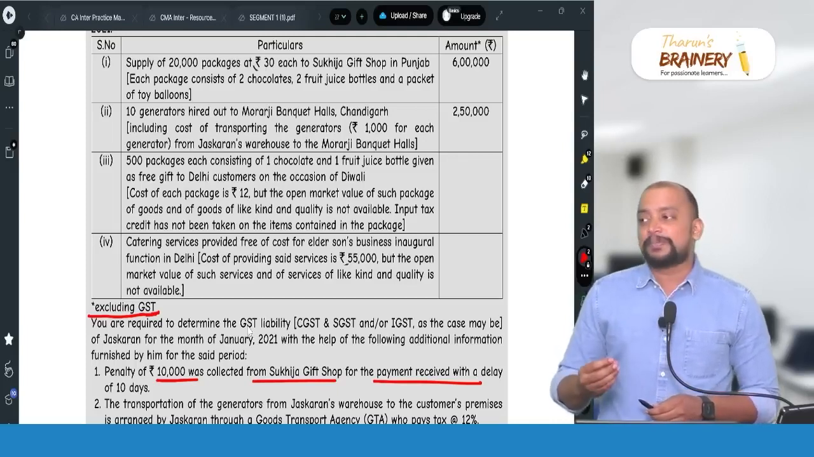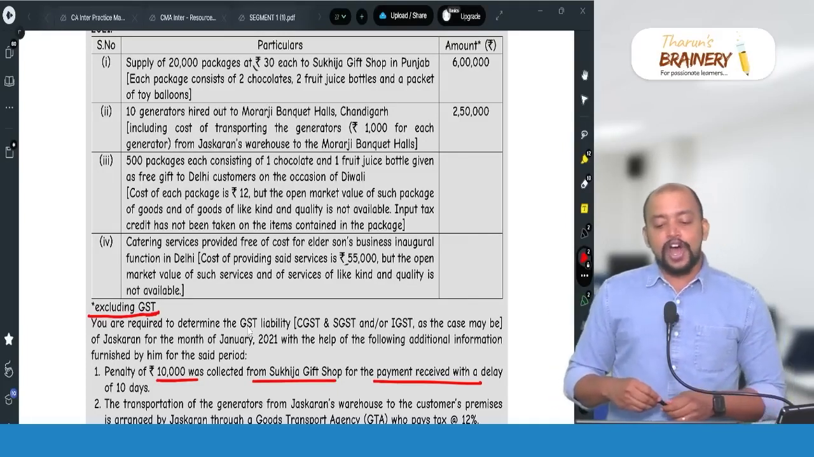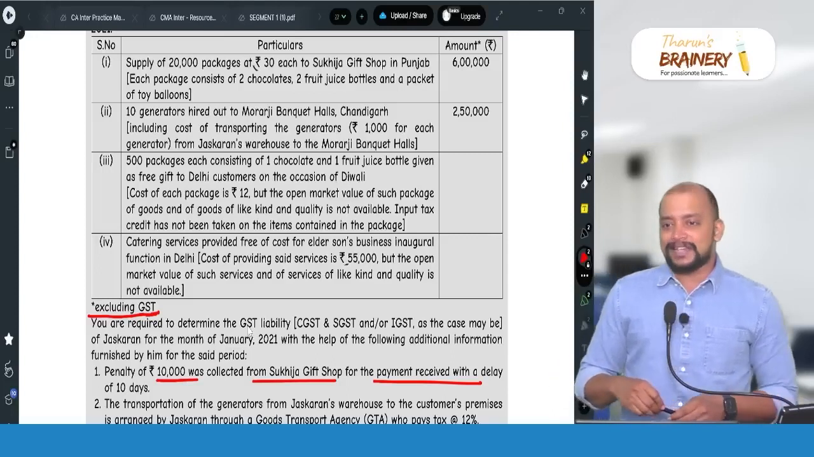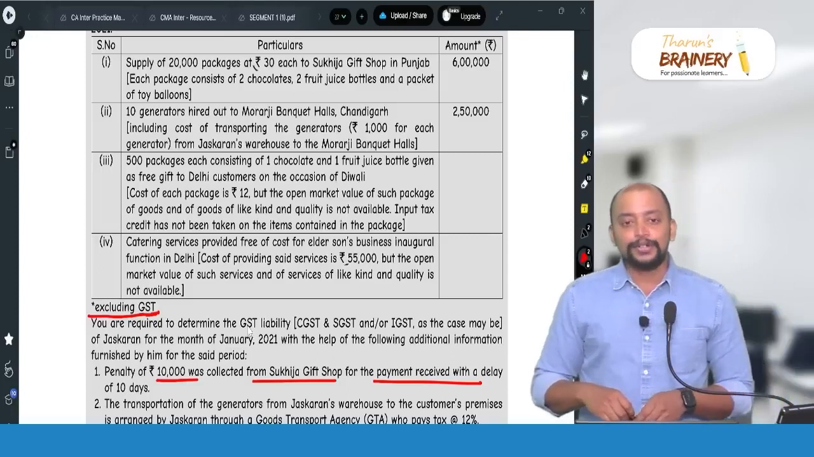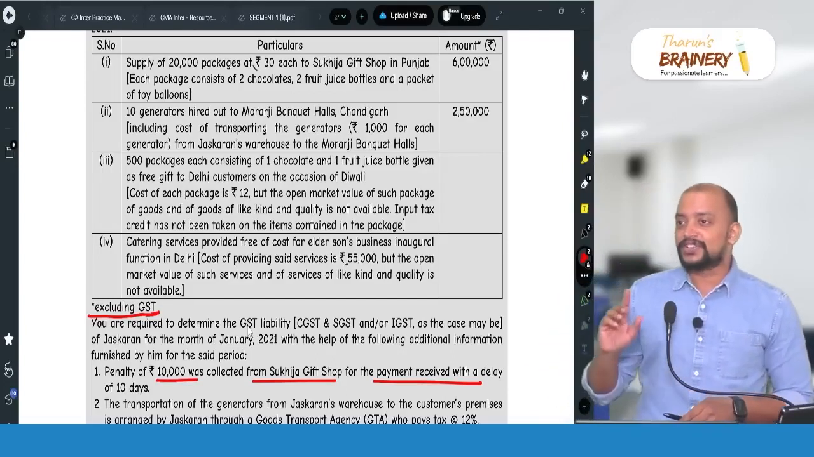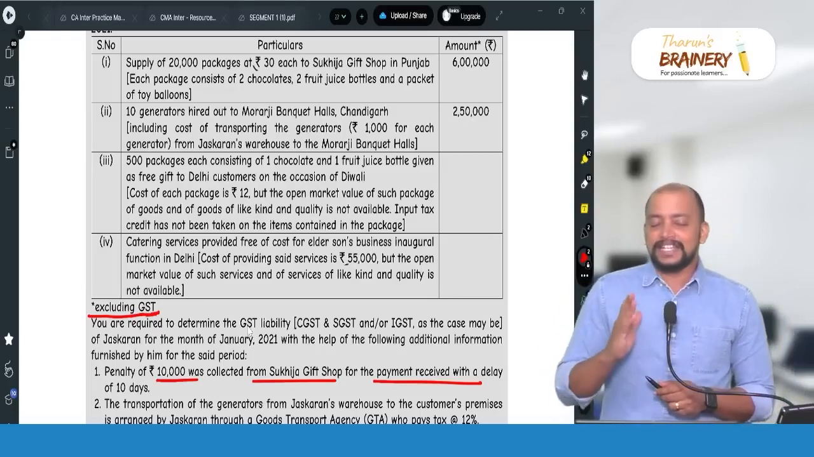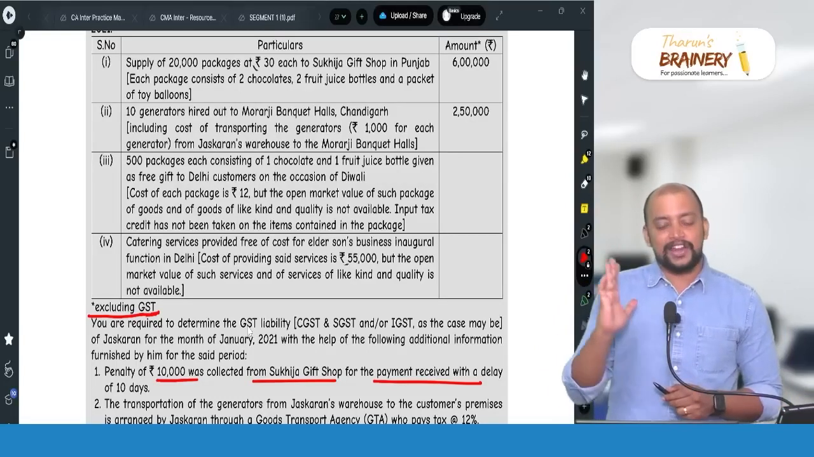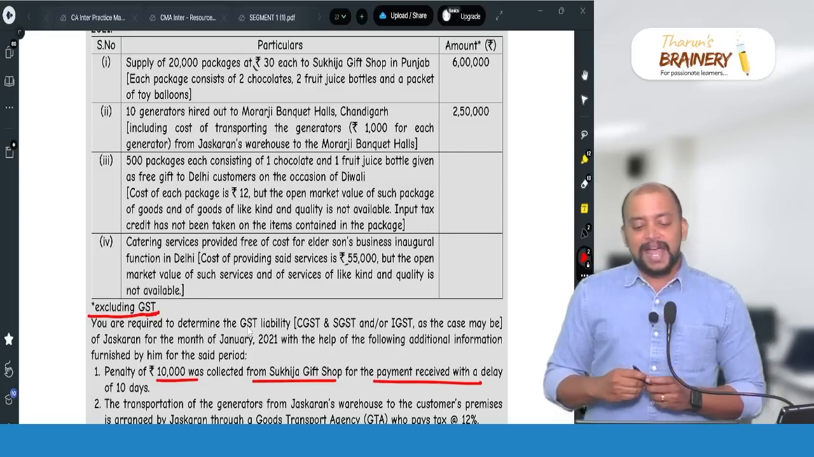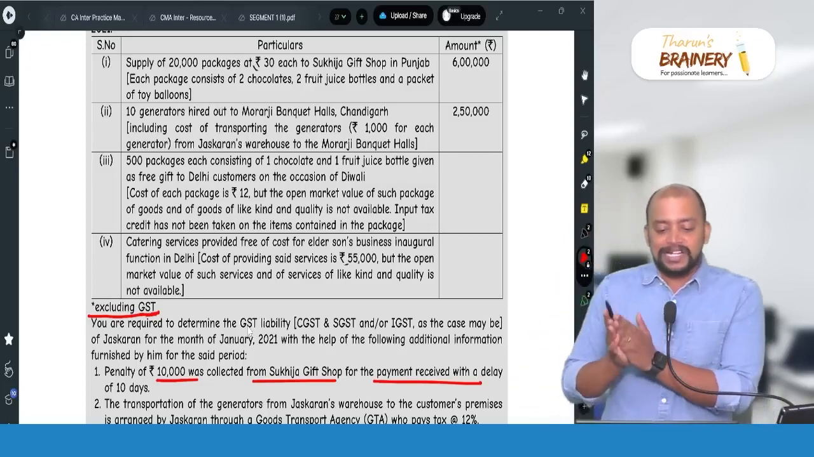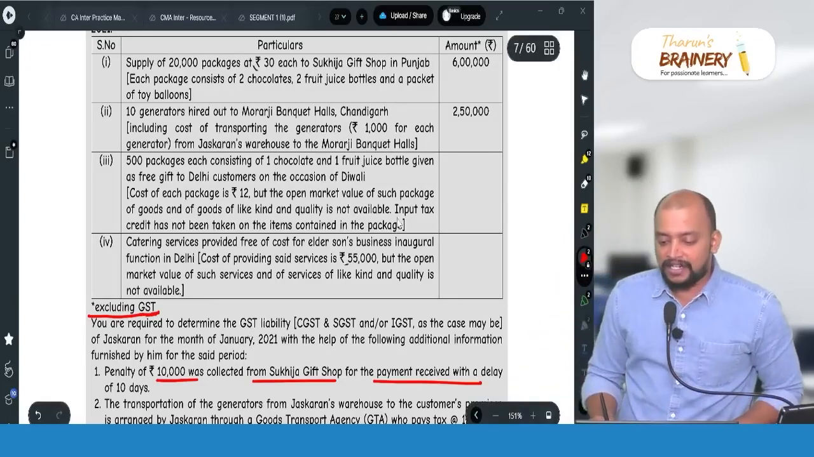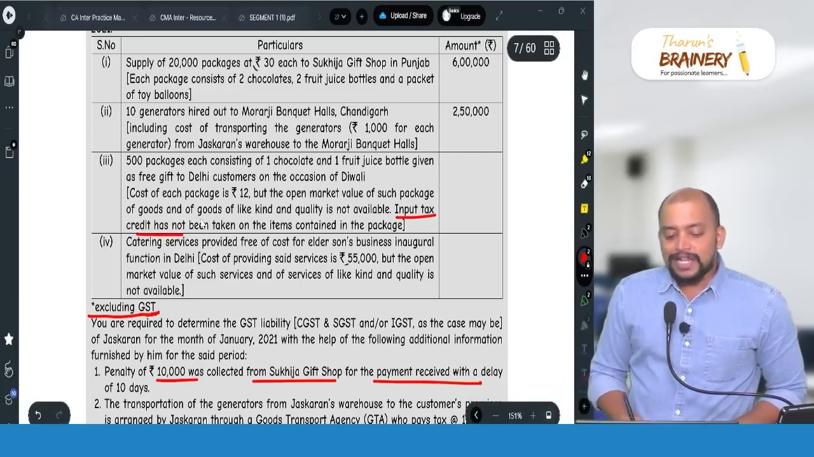take cost plus 10%. So, the cost will be 12 plus 10%, 13.2. No, the direction is wrong. First, you should see whether it is supply or not a supply. 500 packages given as gift to Delhi customers, ITC not availed. So, there is no consideration.